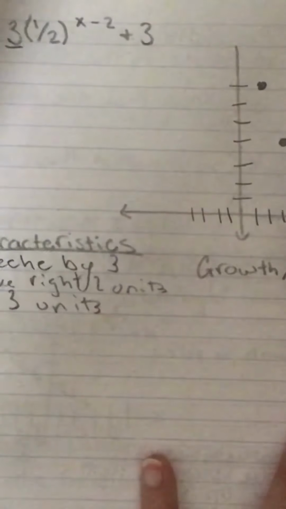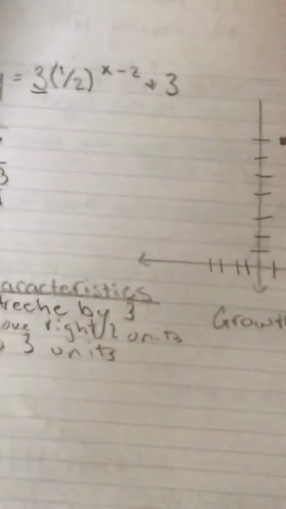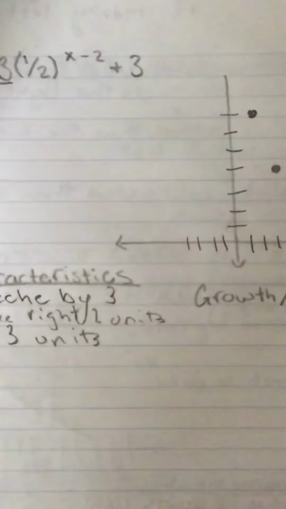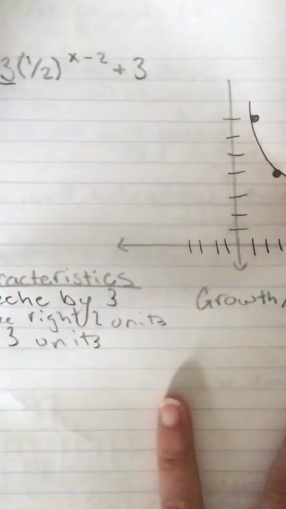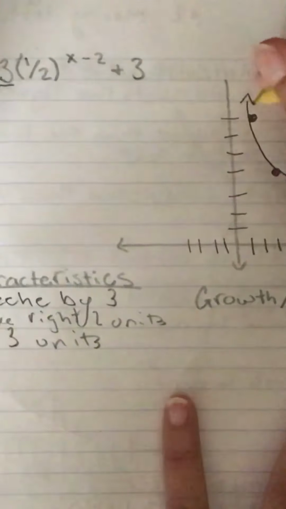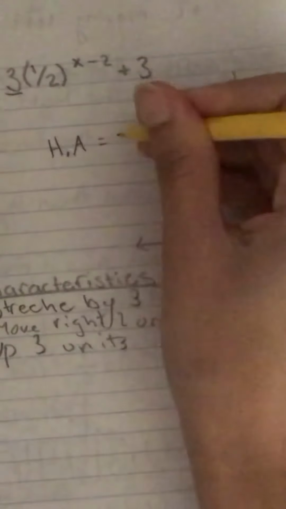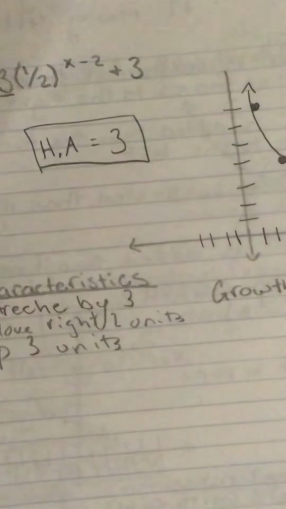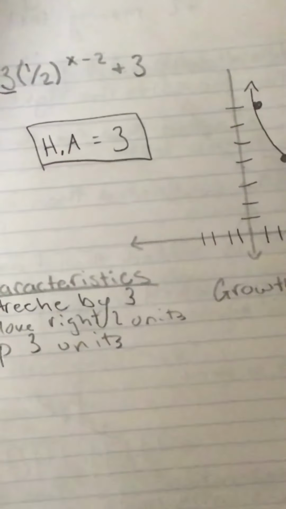Okay. So now this is a decay because the base is in between 0 and 1. It's less than 1, higher than 0. And it's going to decay. It's going to go down like that, right there. And the horizontal asymptote equals 3, because it will never go past that 3. Right there. See? There you go.